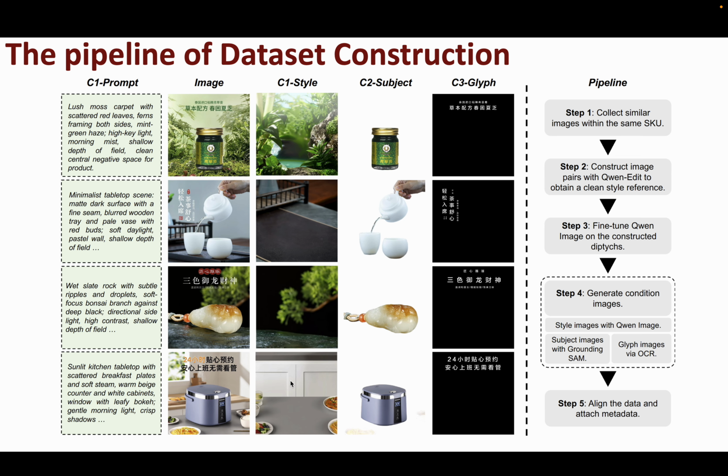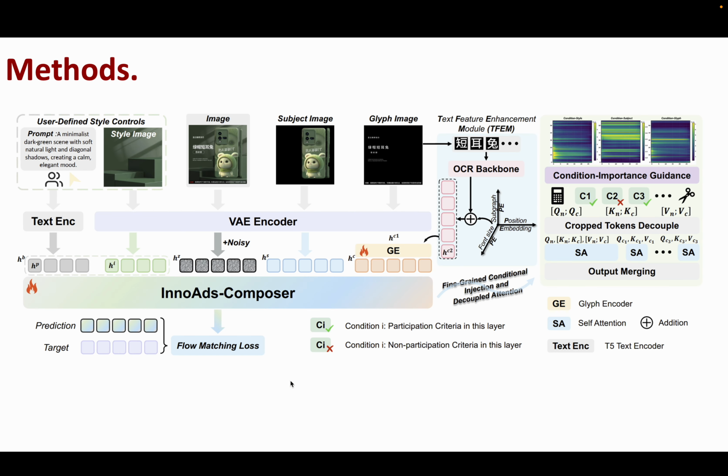Images are first grouped by stock keeping unit, a unique identifier for each distinct product, and annotators select visually similar pairs within each group. For one image in each pair, QuickEdit removes product content to obtain a clean style reference. When needed, a super resolution model improves clarity. The reference and its paired image are concatenated into a diptych, and the reference side is recorded. These diptychs then supervise a fine-tuning of QuickImage so the generator learns to produce style-consistent counterparts, yielding clean background references.